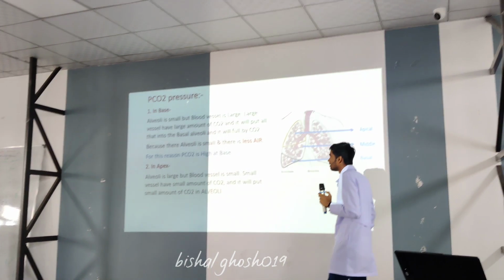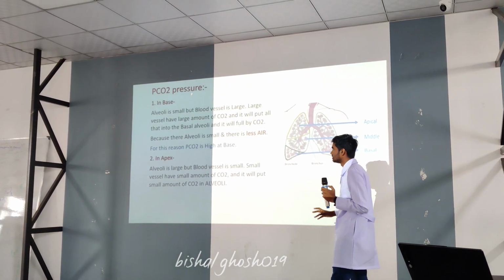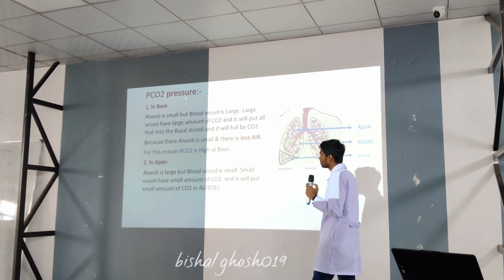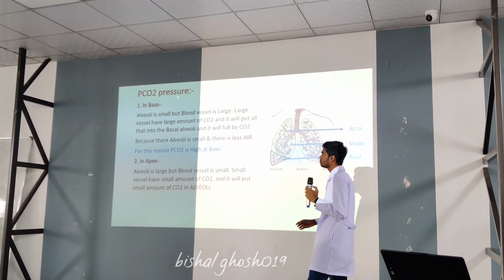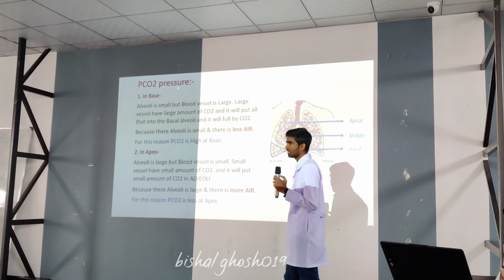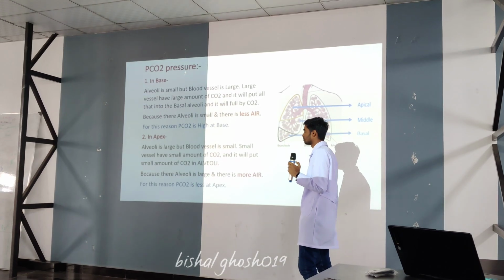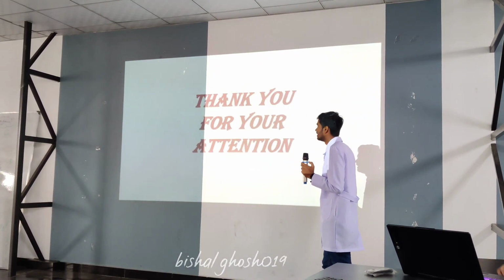In the apex, alveoli are large, but blood vessels are small. Small vessels have a small amount of carbon dioxide, and it will put a small amount of carbon dioxide in the alveoli because the alveoli are large and there is more air. For this reason, pressure of carbon dioxide is less in the apex.